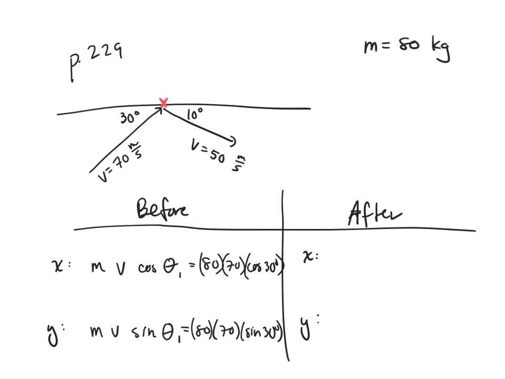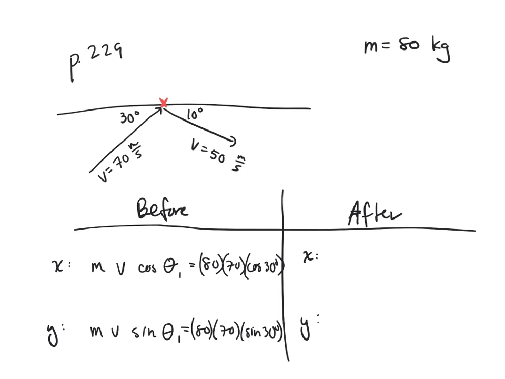So what am I doing? I'm finding the x component of the momentum by doing mv cos theta, and then the y component of the momentum by doing mv sine theta. I'm doing this because I want to see how much the momentum has changed in each direction from before to after, but independently in each direction. I want to look at the x and I want to look at the y direction.